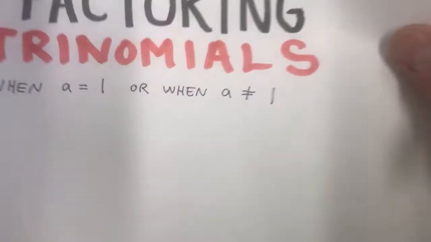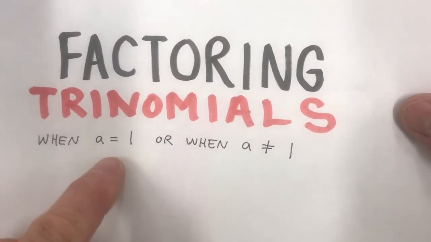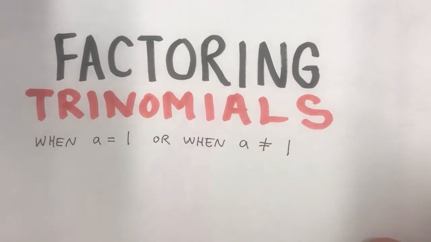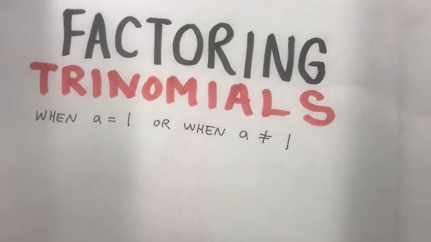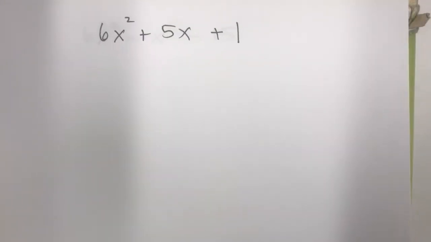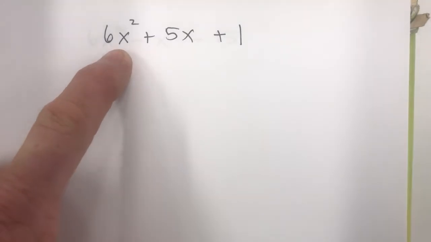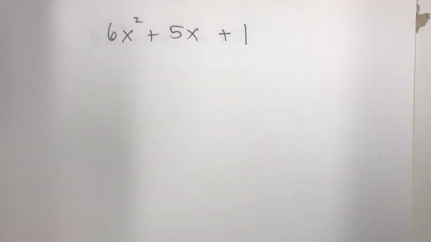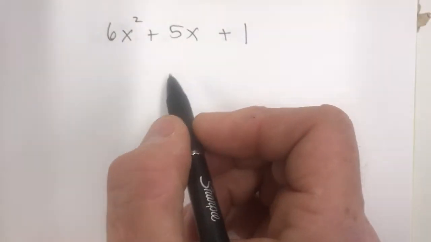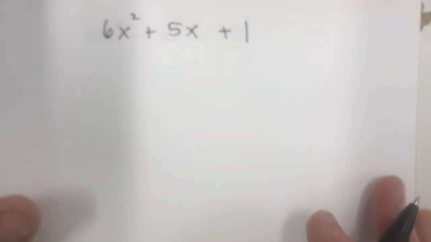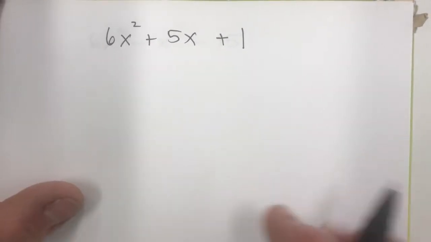All right, so let's factor in trinomials when a equals 1. But what about if a does not equal 1? All right, well, then we get into a little bit different ball game, and it kind of is a little bit harder then. So here's one here where a does not equal 1. Now when a does not equal 1, there's a few more steps. It's the same kind of process, but a few more steps involved.